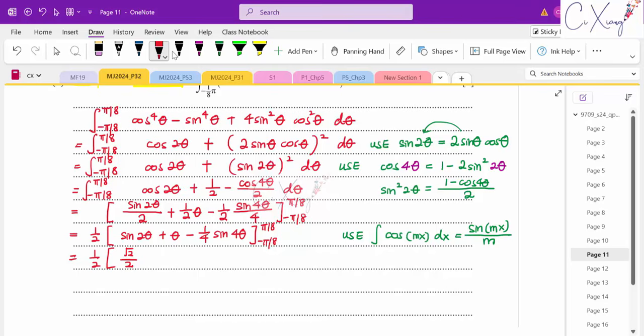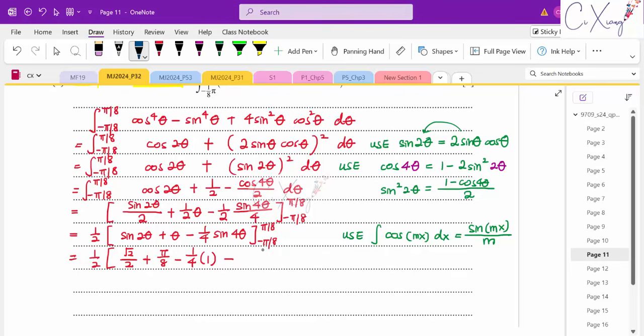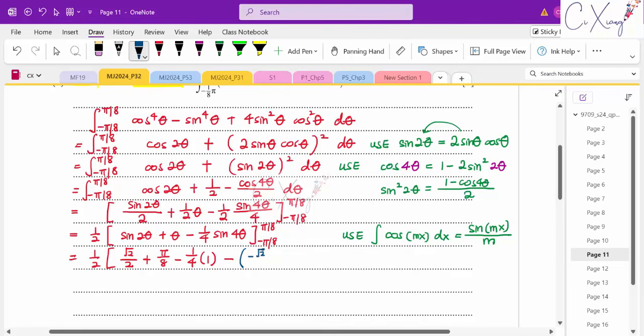Okay, so substitute pi over 8 into the first term here, you get square root 2 over 2. Theta means pi over 8. Then pi over 8 times 4, you get pi over 2. So sine pi over 2, you get a value of 1. Now I have to substitute in the value of negative pi over 8. So sine negative pi over 4 means it is in the fourth quadrant. Therefore, the answer for this one should be negative square root 2 over 2.